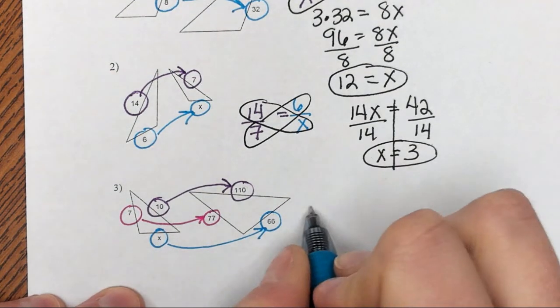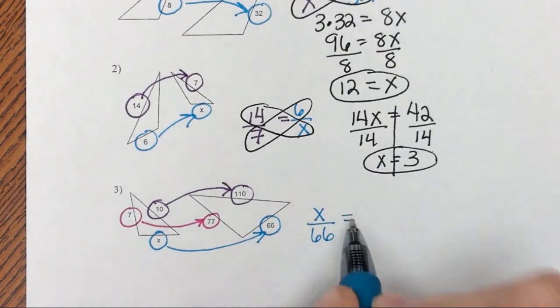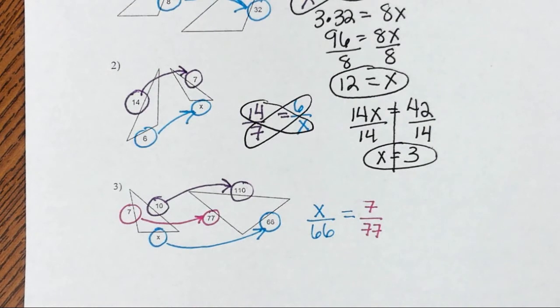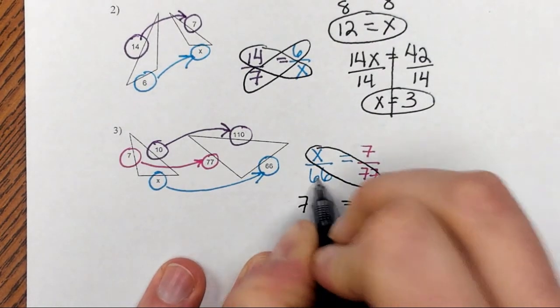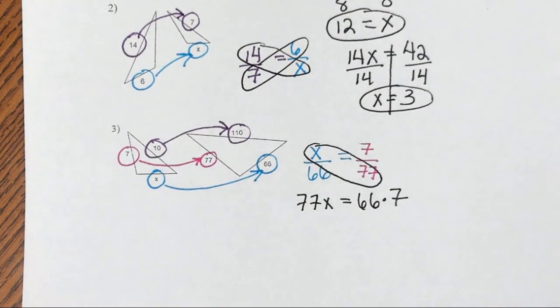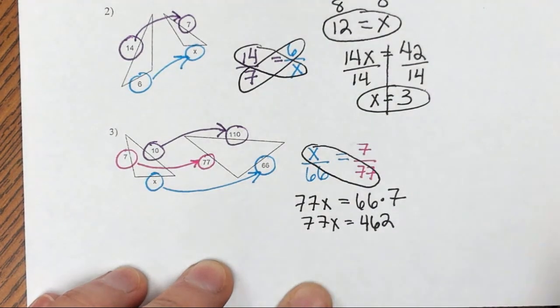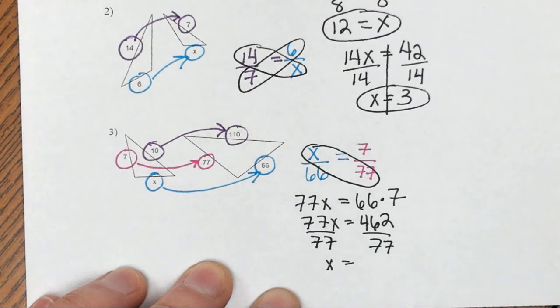So for this one right here, I have X over 66. And that's going to be equal to, let's try 7 over 77 first. Okay. So if I cross multiply and solve that one, let's tilt this up a little bit so you can see. I would have X times 77, or 77X, is equal to 66 times 7. At this point, I'm going to need to dig out a calculator with a functioning battery. Here we go. 66 times 7 gives me 462. So I have 77x is equal to 462. You can divide both sides by 77. And then I have x is equal to 462 divided by 77. And I end up with 6.